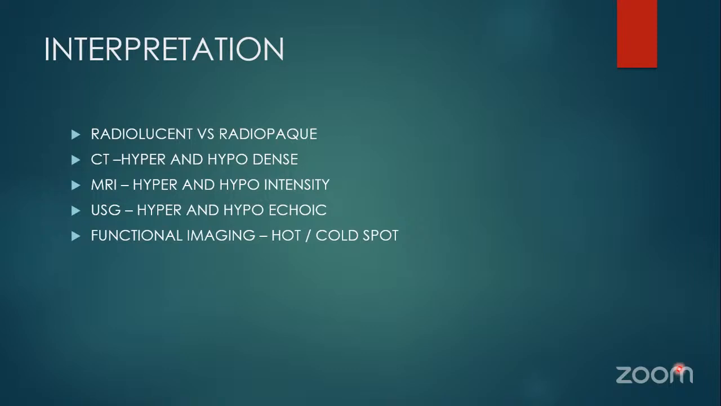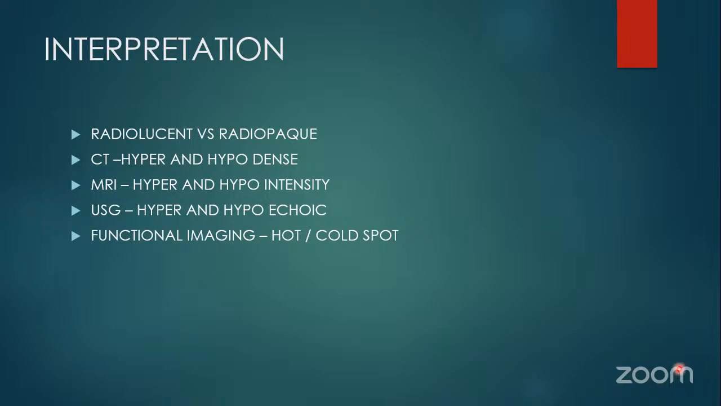And when it comes to USG, that is ultrasonography, we call them hyperechoic and hypoechoic. And for functional imaging, depending on the affected areas and the pathology, we call them cold spots and hot spots.